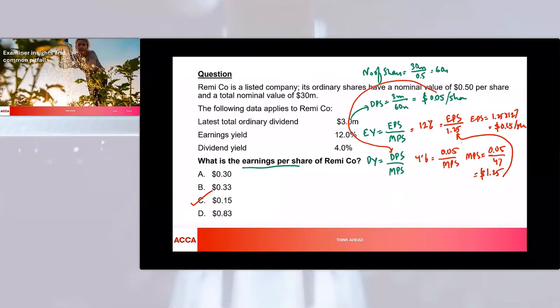Now, what happens? One of the very frequently made mistakes, mistake number one: the first mistake is that they take the number of shares as 30 million. What is the correct one? The correct one is 60 million. So this is one of the most frequently made mistakes. And at that point you go wrong in the number of shares, everything else also goes wrong. The formula of dividend yield and earnings yield is also another point where mistakes are generally happening.